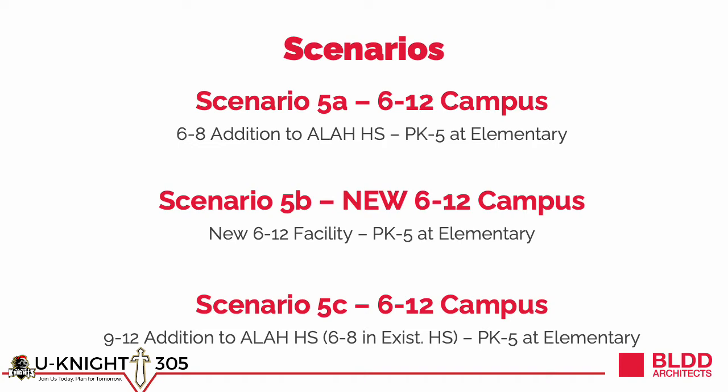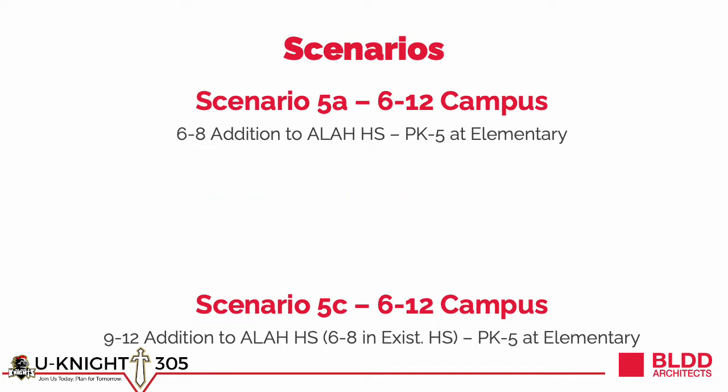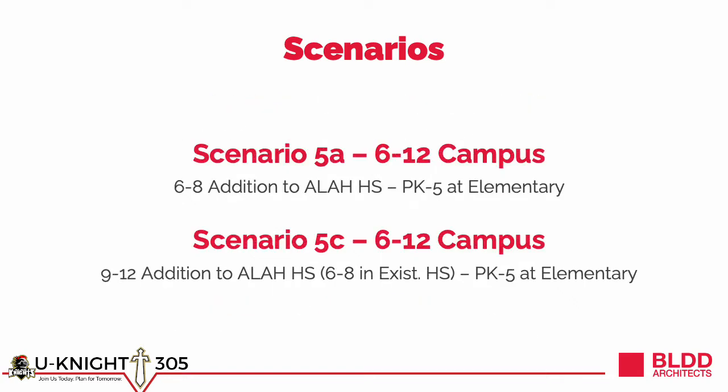Now, due to the strong feedback to support a 6-12 campus at the existing high school site, the facilitating team decided to narrow to two scenarios. Scenario 5A, the addition of 6-8 at the high school, and 5C, the addition of new 9-12 spaces, moving 6-8 into those existing high school spaces.